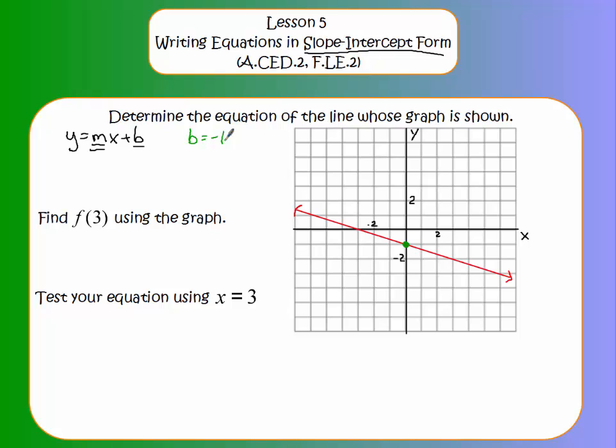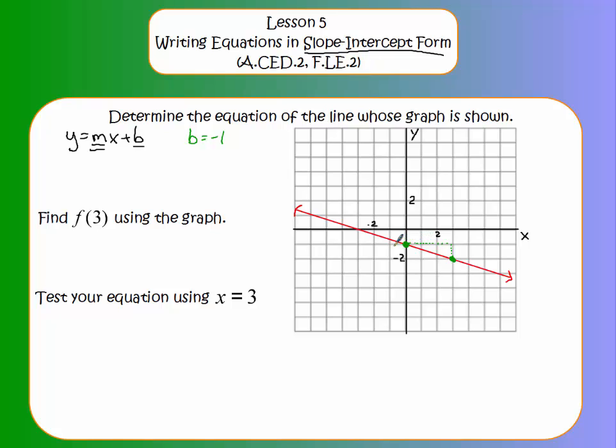Now to find the slope, I need to have 2 points, because it's the rate of change. It's how this line is changing over time. So let's take a look at another point maybe over here on the graph. And how is the line changing? It's going up 1, remember rise over run, and to the left 3. So up 1, left 3.